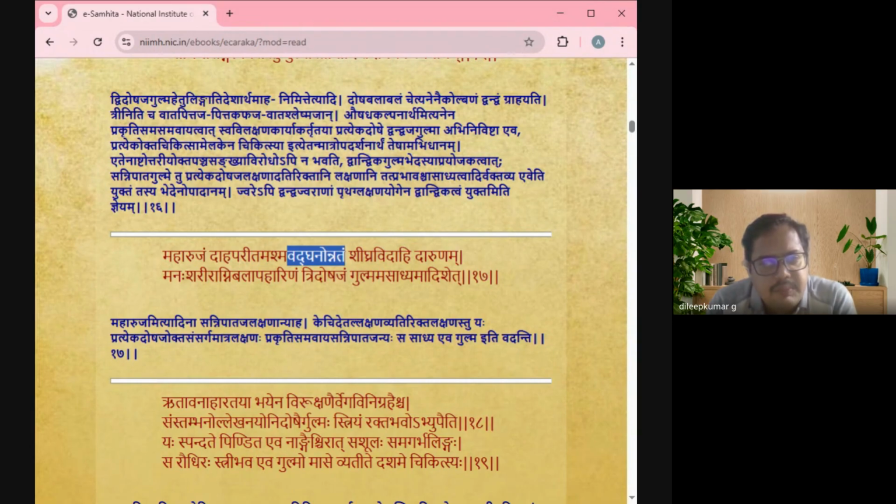Shigra Vidahi, early separation, very ready to fungate. Darunam, very chronic, taking the strength of the body, mind, Bala, Agni, everything. So that is Tridoshaja Gulma. Vataja Gulma, simple compression, simple spasms. Pittaja Gulma, inflammatory conditions. Kaphaja Gulma, benign tumors. Nichaya Gulma or Sannipataja Gulma is nothing but a tumor with metastasis.